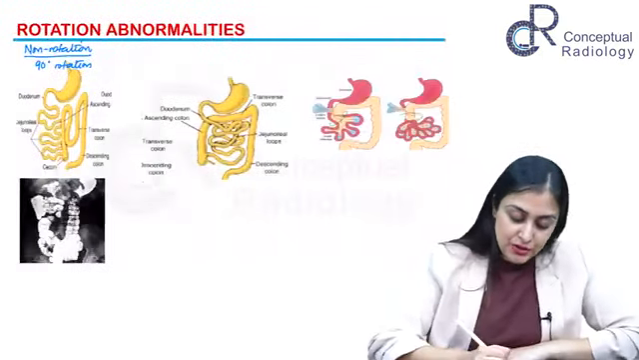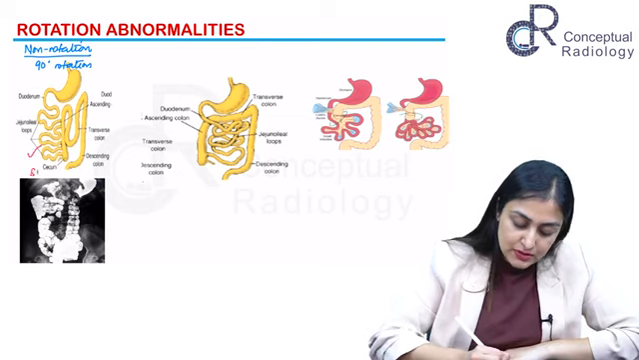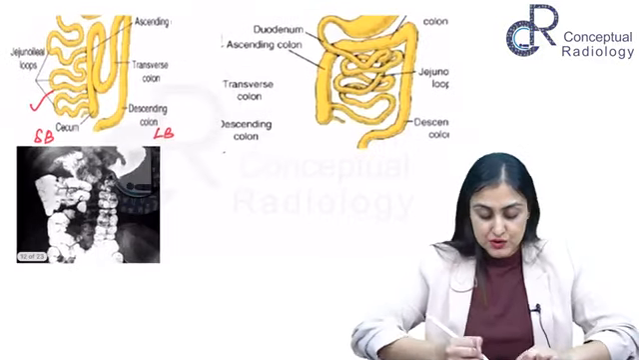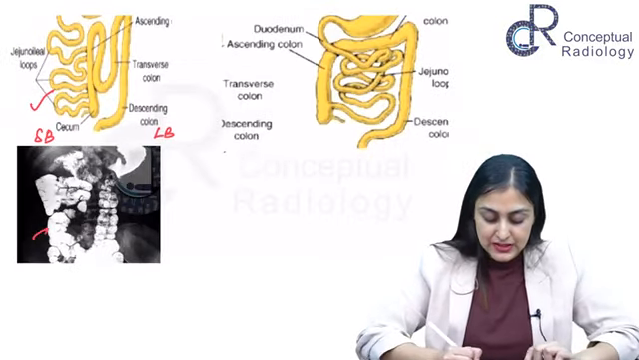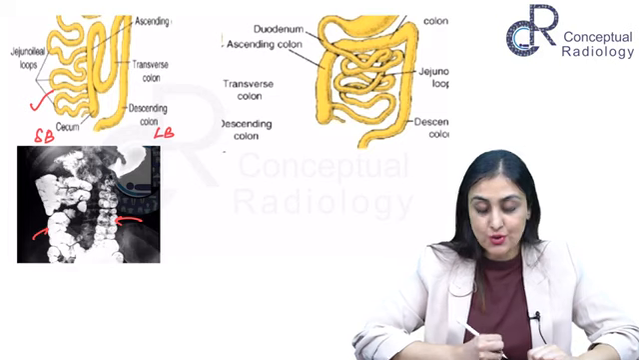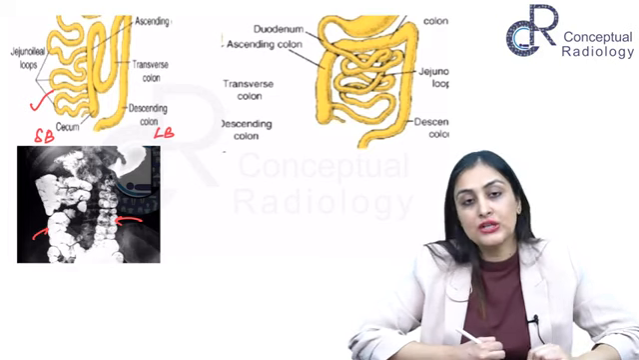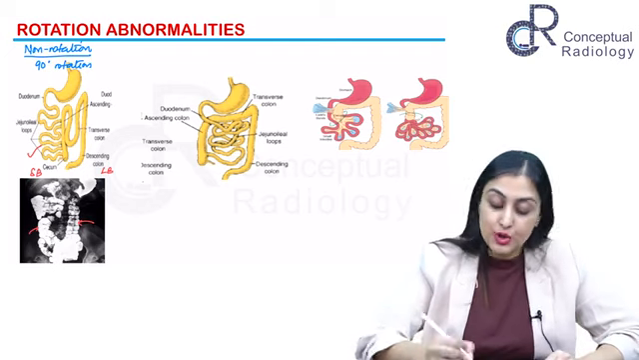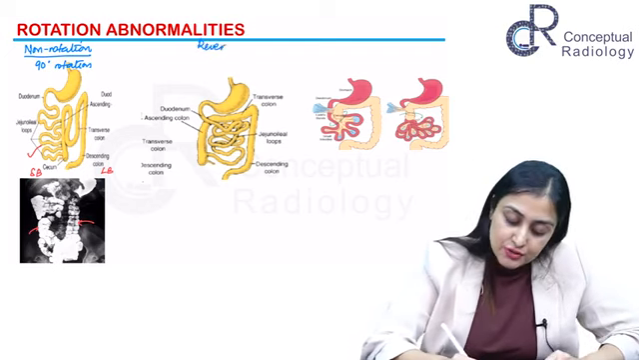So what happens in non-rotation? You have all small bowel on the right side. You have all large bowel on the left side. This is what you can also observe in this barium study: small bowel loops on the right, these striations, and the colonic loops on the left side. So this is non-rotation. Then we can also have reverse rotation.